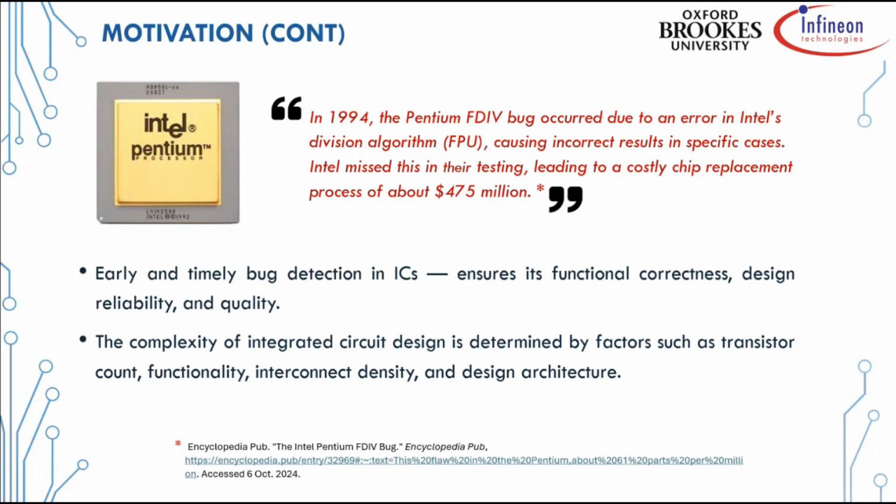So these aspects highlight the importance of detecting bugs early in a complex IC design, and detecting bugs early would give us the functional correctness. It makes the IC design more reliable, and the overall quality will be good. There are certain factors that make an IC complex, like the transistor counts, functionality, how well they're connected with the blocks, and the strengths of the connections between blocks within an IC.